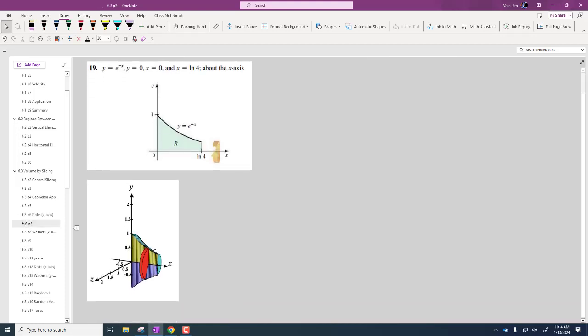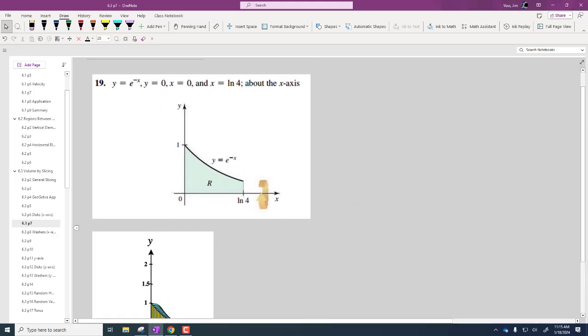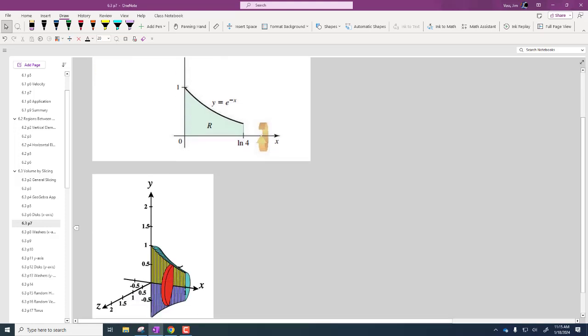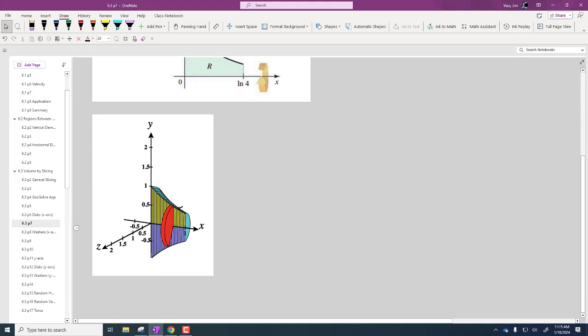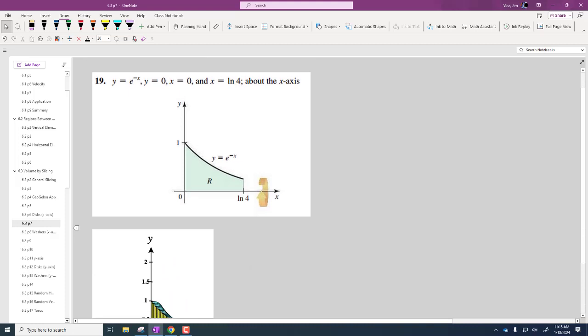Okay, here's another one. So rotating around. So you all try this one. So we have e to the negative x, that's exponential decay. We have y equals 0, which is the x-axis. We have x equals 0, which is the y-axis. And then we have the natural log of 4 to create this region. And that region is going to be rotated around the x-axis, creating this kind of sideways tower thing. So see if you can find the volume of that solid of revolution.